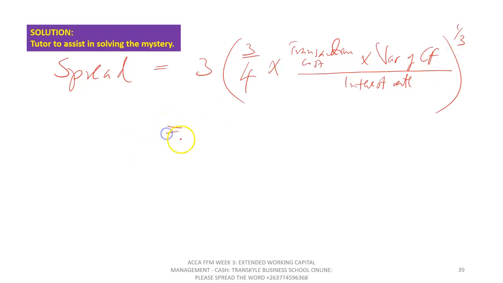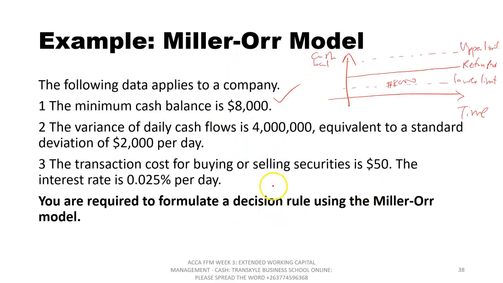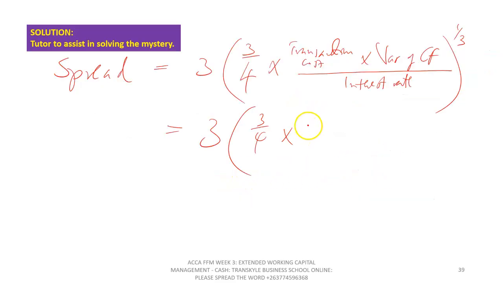Okay, so we then come here and say 3, big bracket, 3/4, multiplied by the transaction cost. We are told that the cost for buying or selling securities is 50. So you slot in that figure first, $50. You can just ignore the dollar sign for now. Multiplied by the variance of cash flows. This is the daily variance. I'll tell you what to do if you're given the yearly variance.